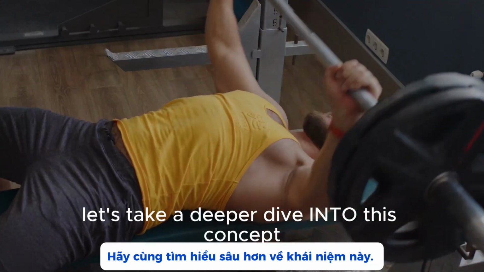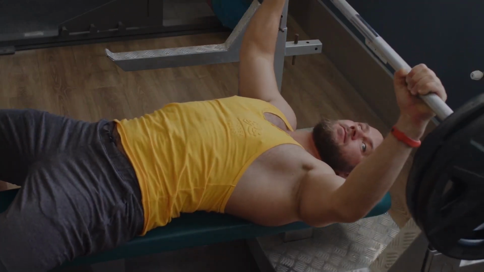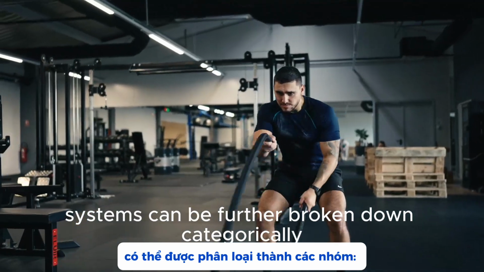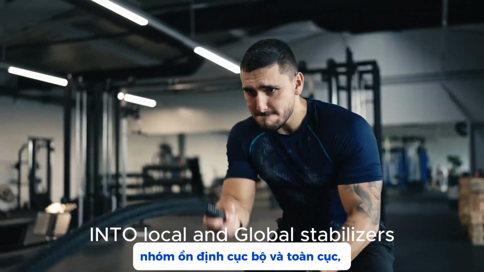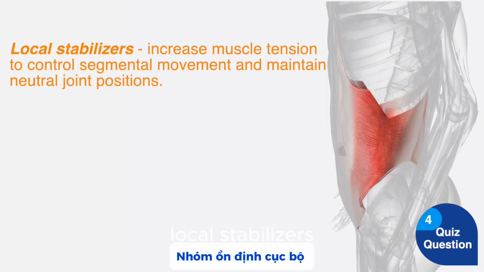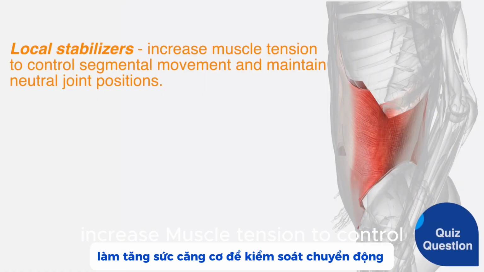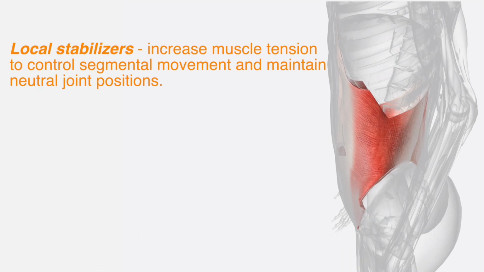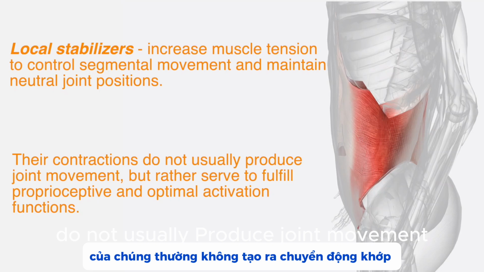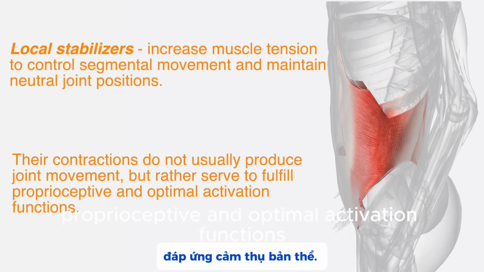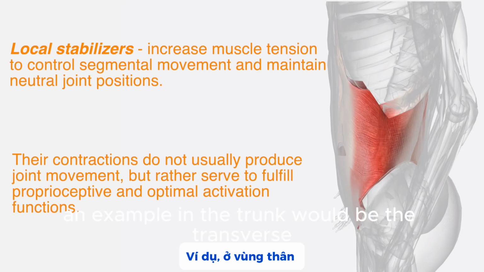Let's take a deeper dive into this concept. Local and global systems can be further broken down categorically into local and global stabilizers, as well as global mobilizers. Local stabilizers increase muscle tension to control segmental movement and maintain neutral joint positions. Their contractions do not usually produce joint movement, but rather serve to fulfill proprioceptive and optimal activation functions. An example in the trunk would be the transverse abdominis.